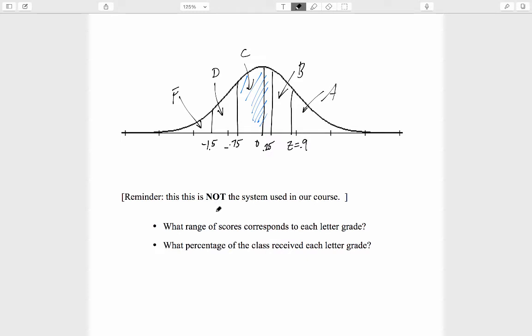Once again, this is not the system used in our course. We can ask what range of scores, that is, what range of exam scores, corresponds to each letter grade. We can also ask what percentage of the class received each letter grade.